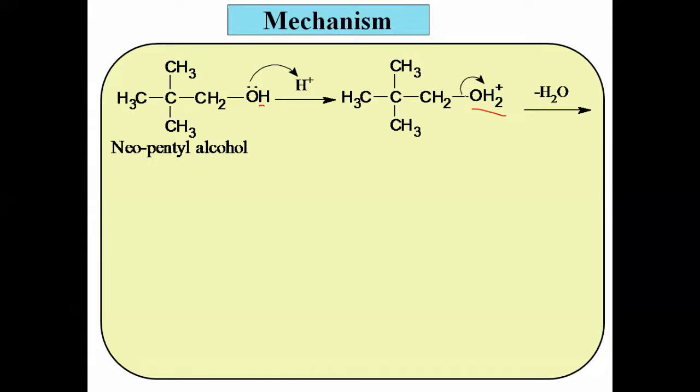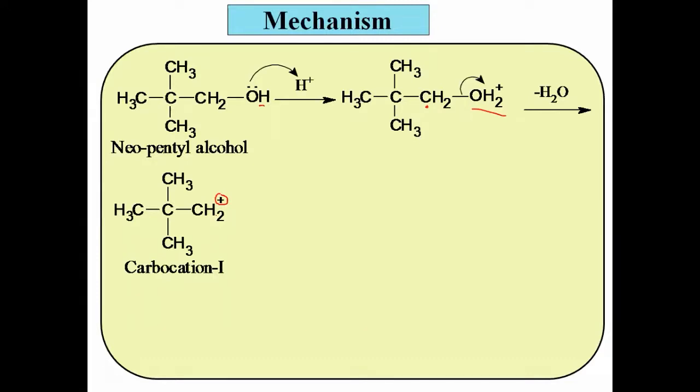Now what should be the charge on carbon? Here the carbon should acquire a positive charge, because during this bond breaking the electron pair goes away from this carbon. Hence that carbon now acquires a positive charge. This is the positive charge on the carbon, and we get the intermediate carbocation, because there is a positive charge on the carbon.